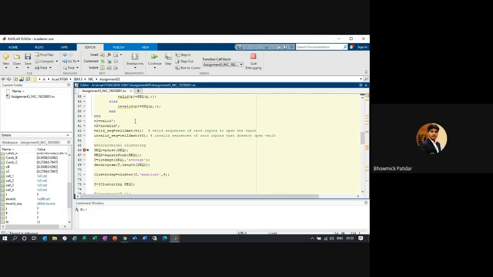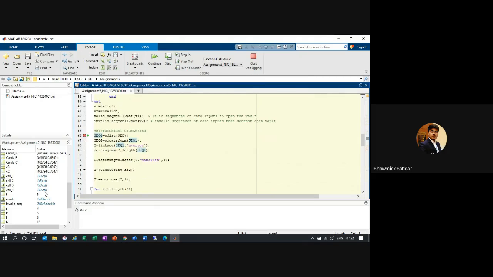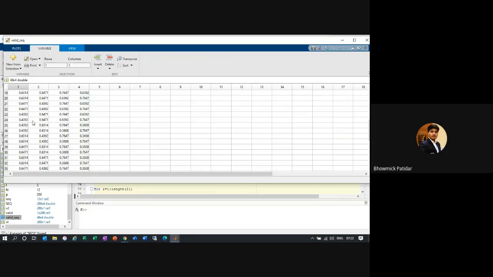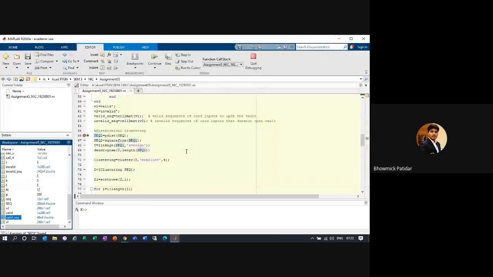If we run up to here, we'll see that the valid sequences are 48. These 48 patterns or sequences are solely responsible for opening the vault. If any other input is given, it will not open the vault. The invalid sequences are stored in this particular matrix.